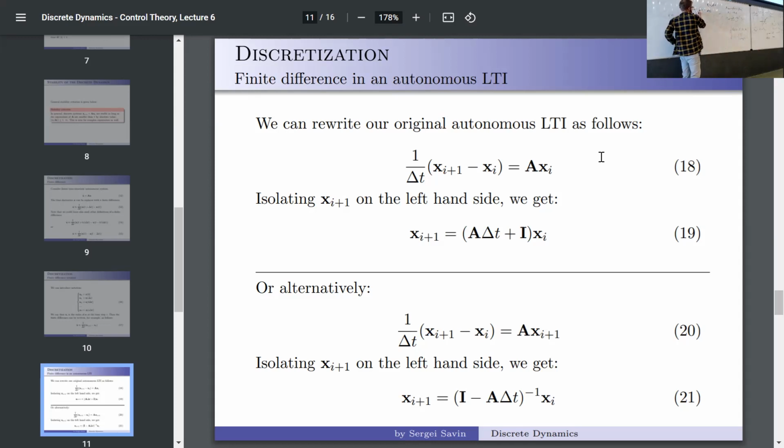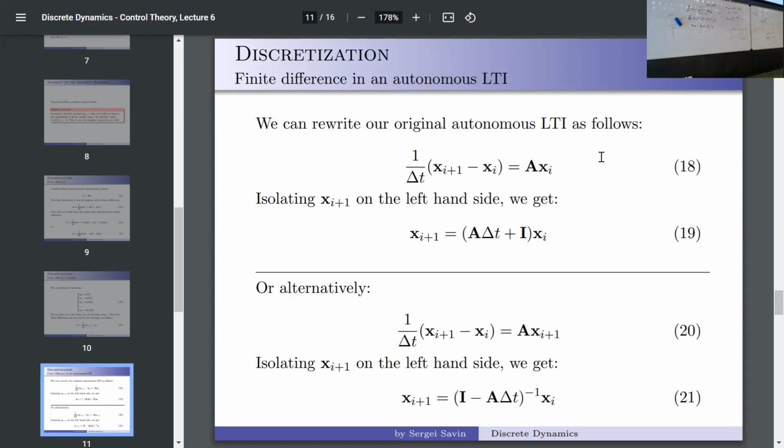I'll move this guy here, and I'll add the identity matrix to the notation, right? Doesn't change anything. So we have 1 over delta t x sub i plus 1 equals A plus identity matrix times 1 over delta t x sub i. That's expression 19. Except in expression 19, we multiply both sides by delta t. So we get x sub i plus 1 equals A times delta t plus I, times x sub i.